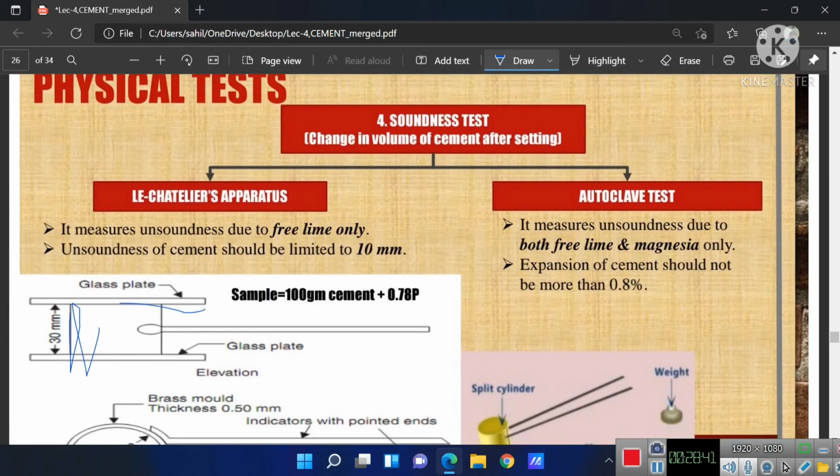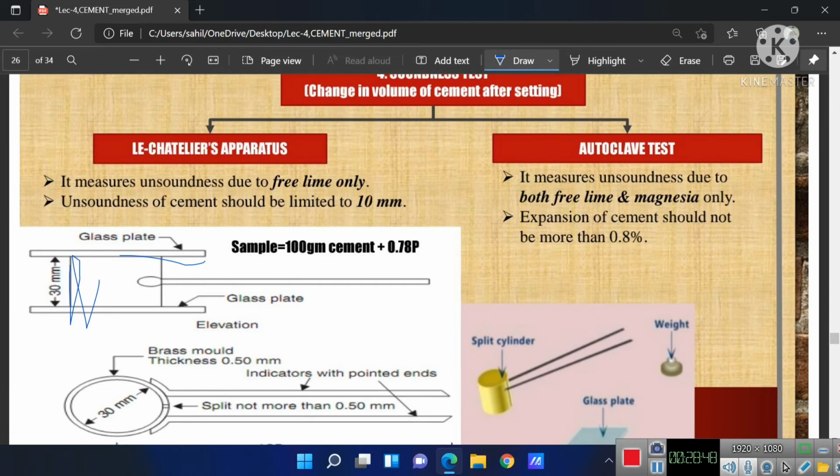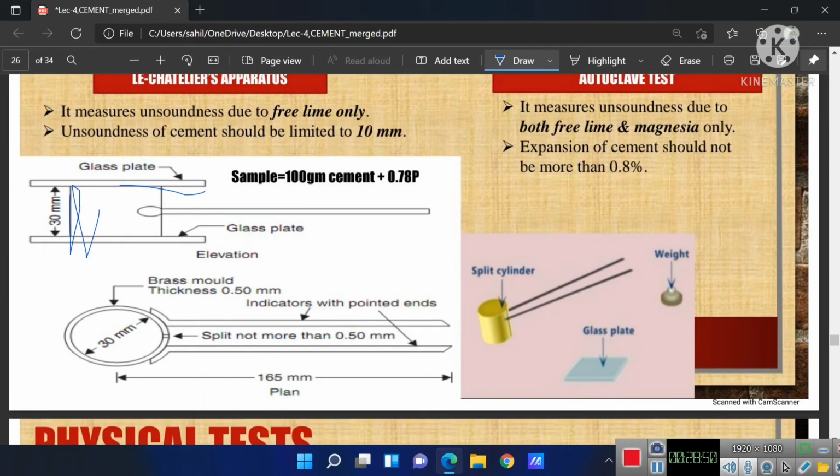In case of autoclave test, it measures unsoundness due to both free lime and magnesia. Expansion of cement should not be more than 0.8%. Now here, this is the split cylinder, a glass plate and a weight.